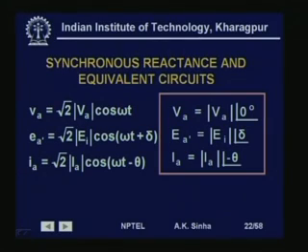So, here if we see, the voltage generated by the synchronous machine in phase A, or say the terminal voltage, is given by root 2 times V A cos omega t, and E A dash, that is the internal voltage generated by the machine, is root 2 into E I cos omega t plus delta, we will see what this is, and I A is equal to root 2 I A cos omega t minus theta, where theta is the power factor angle, or the angle by which the current is lagging the voltage.